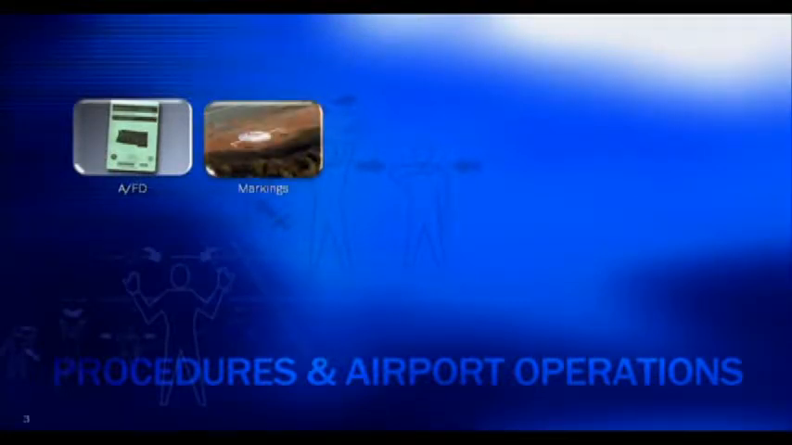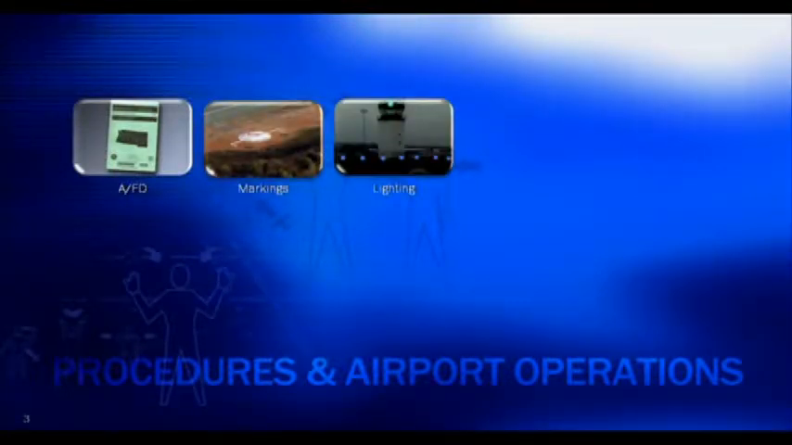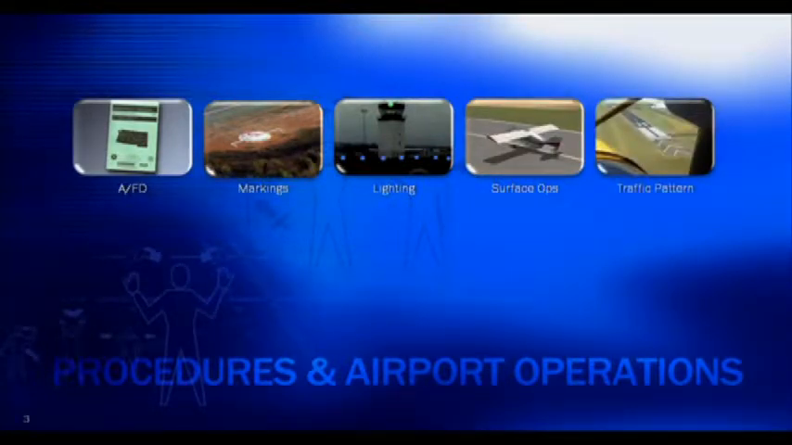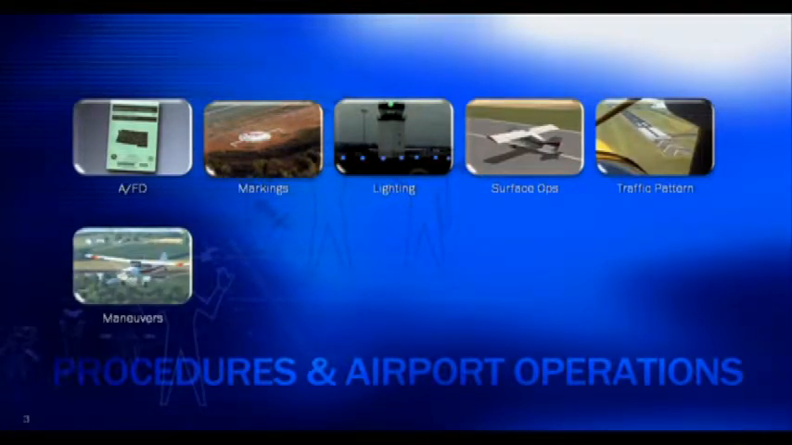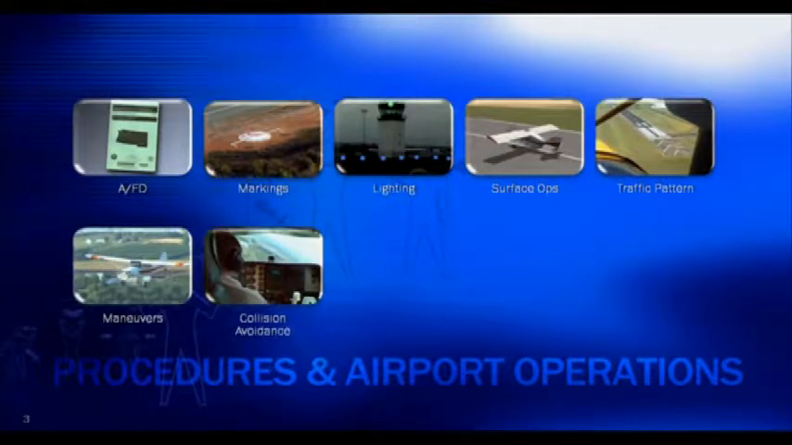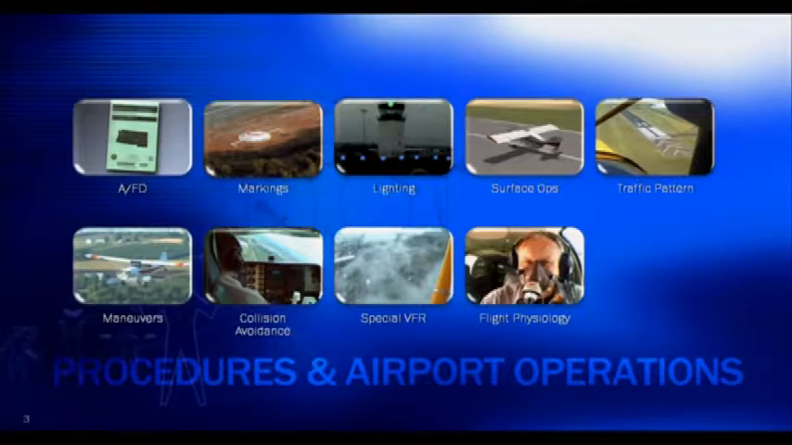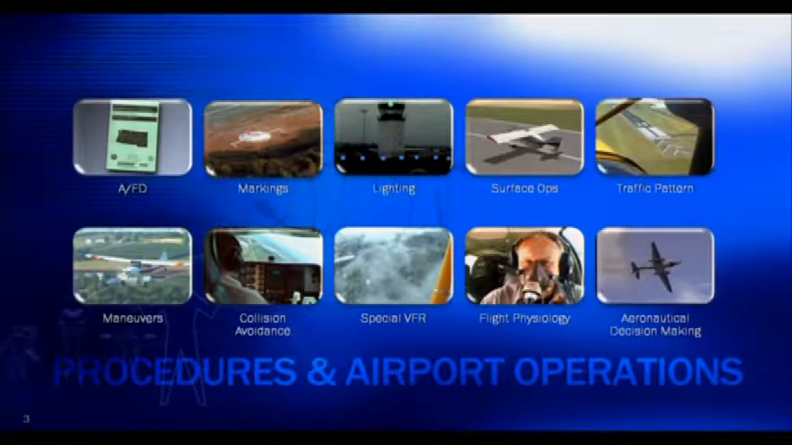Here's what we'll cover in this lesson. Airport facility directory. Airport markings. Airport and aircraft lighting. Surface operations, traffic patterns, maneuvers, collision avoidance, special VFR, flight physiology, and finally aeronautical decision making.